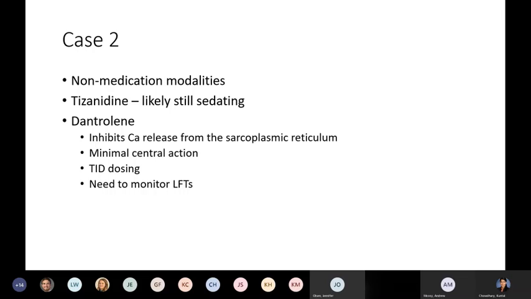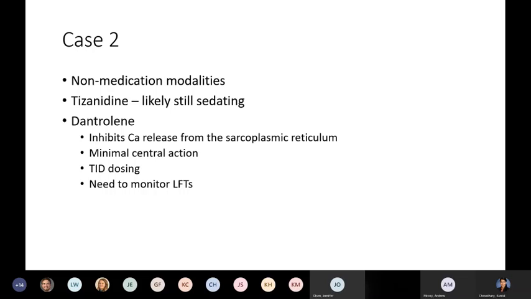So you wouldn't want to start it in someone who already has a history of liver disease or who already has a transaminitis, and you'll need to monitor the LFTs as you are titrating the medication. In the inpatient setting, you're typically going to monitor weekly. Even in the outpatient setting, they should be monitored at least monthly initially, and then spread out if they remain stable. But they do need continued regular LFT monitoring if they continue on this medication.